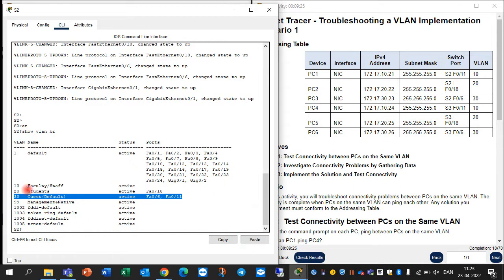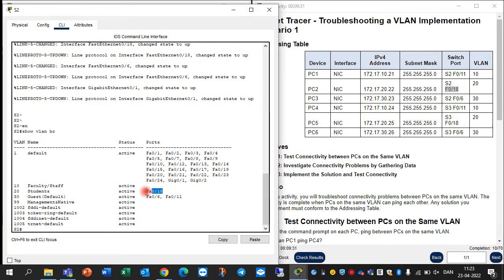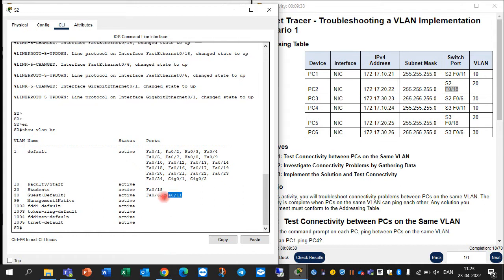And for VLAN 20, it should be assigned to F0/18. Yes, it is correct. And VLAN 30 is not correct because F0/11 should be assigned to VLAN 30.